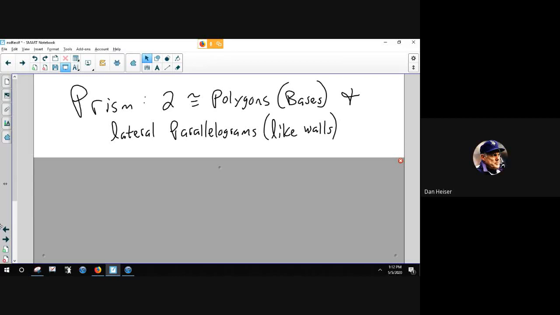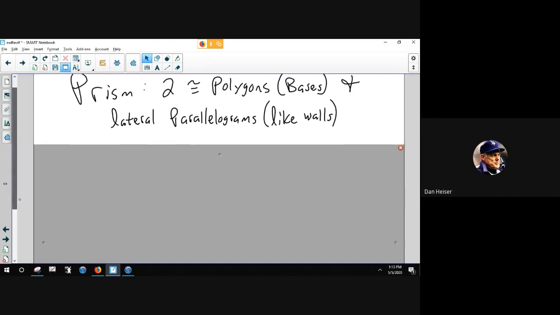Going to move on and look at some specific solids here. Start with the prism. A prism is a polyhedron consisting of two congruent polygons that we call bases, and they have what are called lateral parallelograms. Think of them as walls. If we consider the prism to be a room, the bases would be the floor and the ceiling, and the walls would all be parallelograms. And I have some examples sketched out here below.